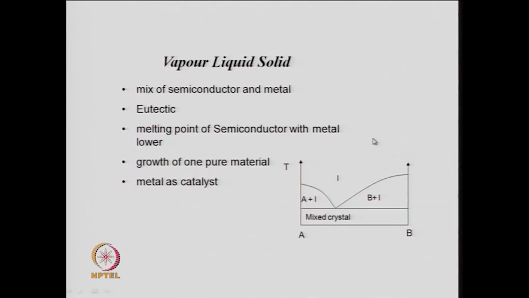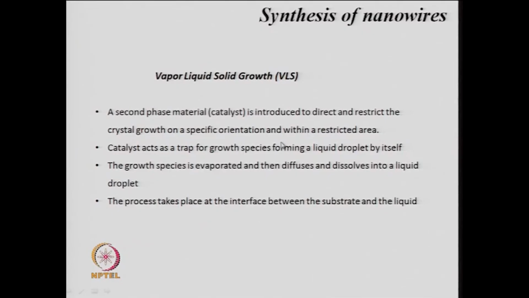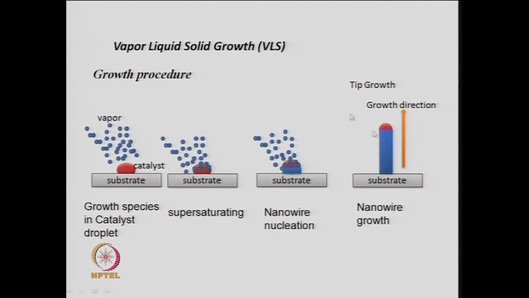So, that is why it was said that the catalyst restricts the growth. So, the crystal growth is restricted within an area, and also the crystal growth is along a specific orientation, and that is shown here, that the area of cross section, which will be a circle, is defined by the diameter of the droplet.